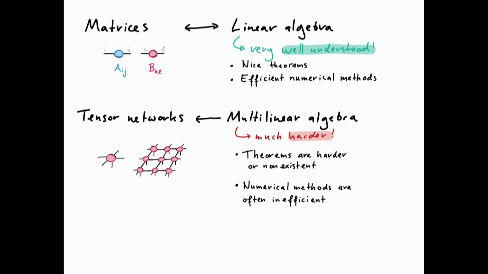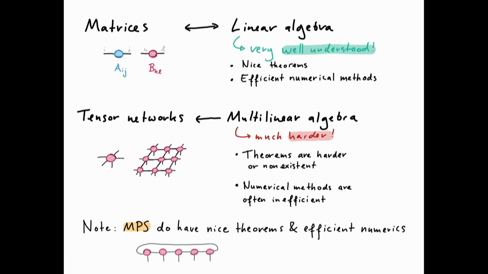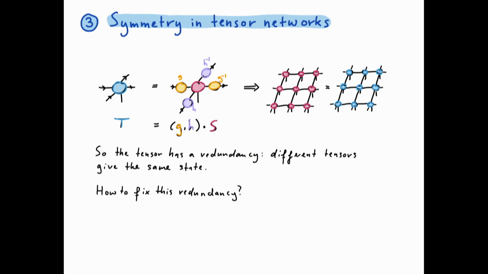They are using multilinear algebra, and it's much harder. So it means that many theorems that you would like to think about, maybe they just are very difficult to understand, or they don't even exist, and numerical methods tend to be inefficient. For MPS, it's a little bit different. They actually do have nice theorems and efficient numerics, but for these two-dimensional PEPs, for example, this is much more complicated. So we have done some work in this direction.